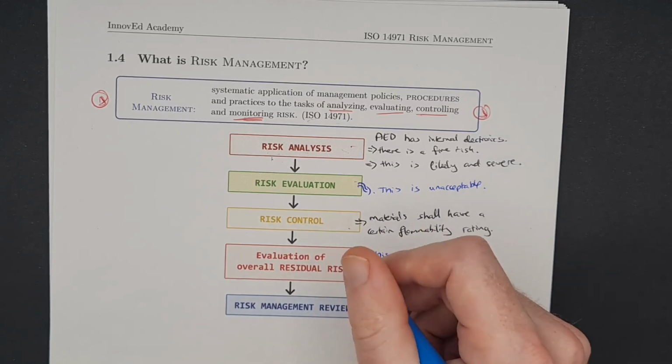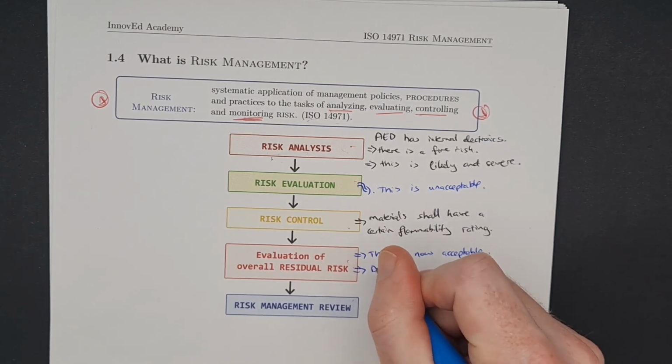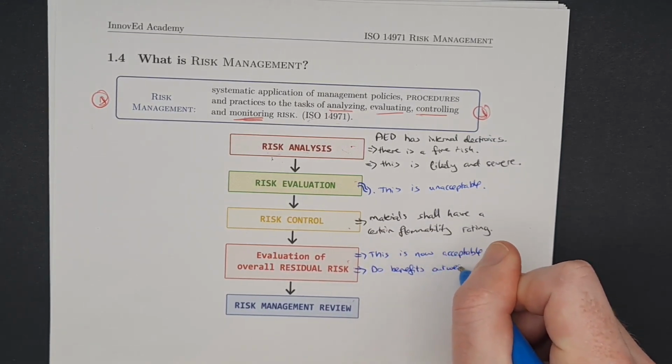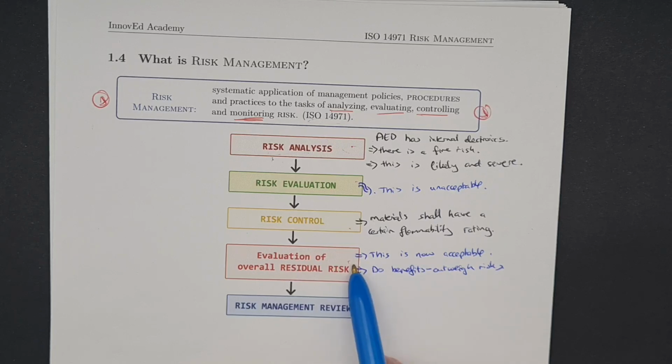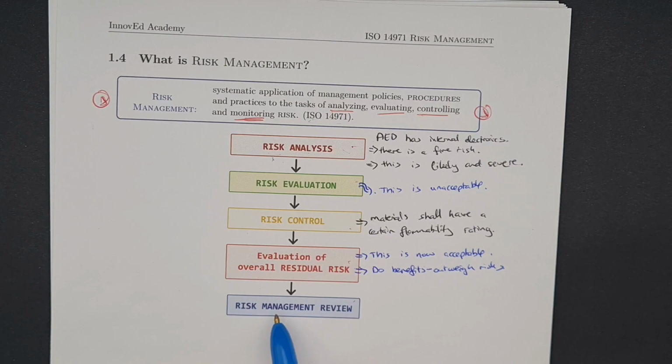The other question that we're going to want to ask here is, do benefits outweigh risks? We always want to weigh those up, because maybe the risk is still unacceptable, but the benefits outweigh the risks. And the very last step of the process, after evaluating the overall residual risk, just the remaining risk, is we do a risk management review.